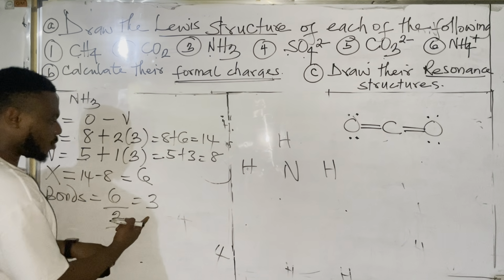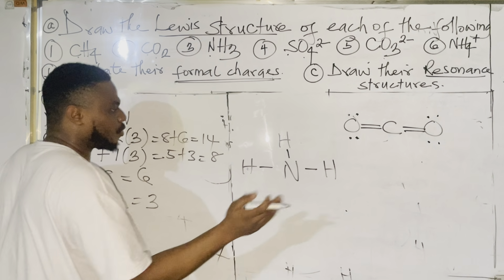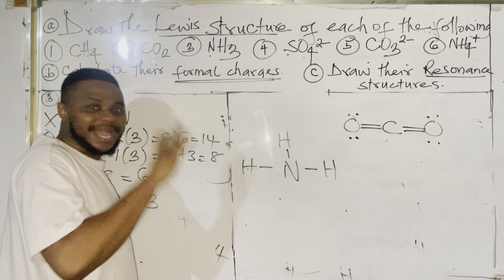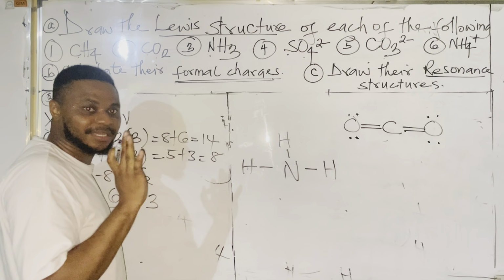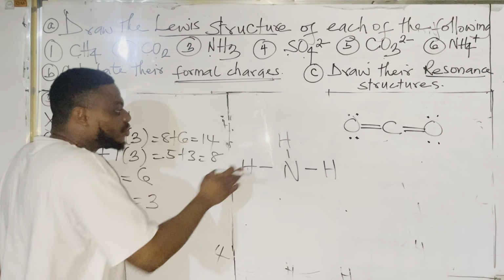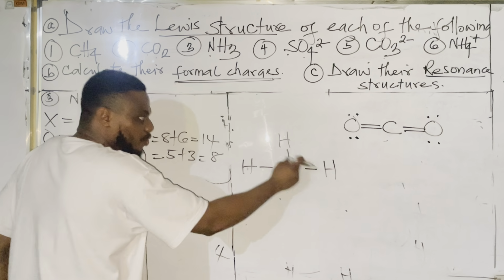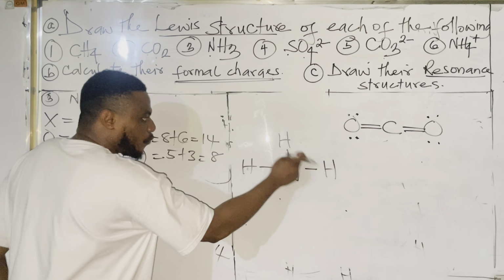Now, how many bonds did we calculate? 3. So you share 1, 2, 3. If you look at it, nitrogen is not happy. Remember, hydrogen can never obey the octet rule. Hydrogen does not need 8. Hydrogen already has 2 electrons. This hydrogen 2, this hydrogen 2, but nitrogen does not have up to 8. Nitrogen has 2, 4, 6.